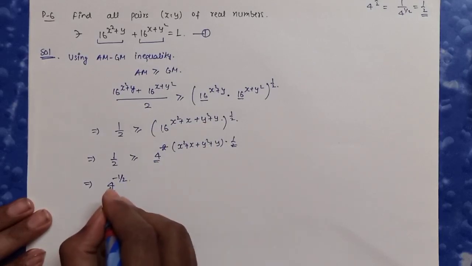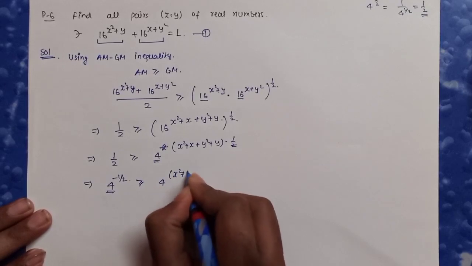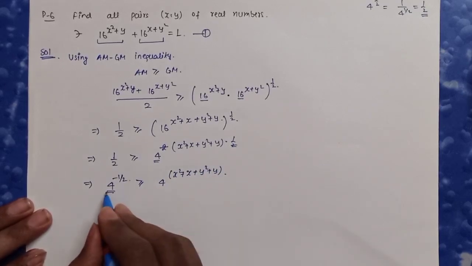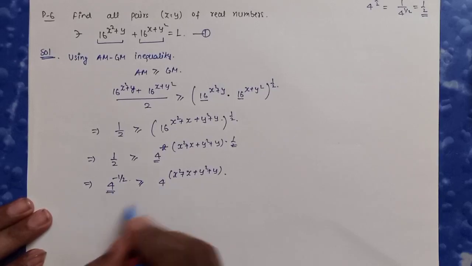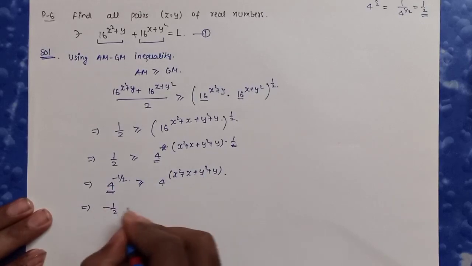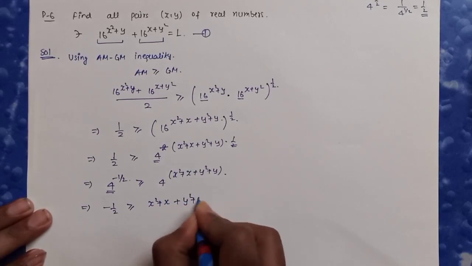So now we have 4 raised to the minus half is greater than or equal to 4 raised to the power x square plus x plus y square plus y. Now if you see, the base, that is 4, is greater than 1, so I can directly compare the exponents without switching the inequality. Minus half is greater than or equal to x square plus x plus y square plus y.